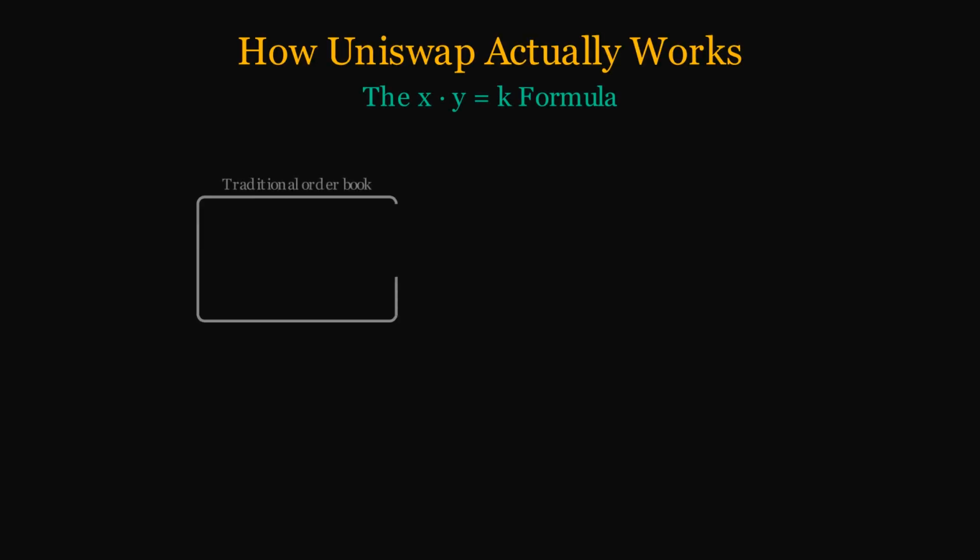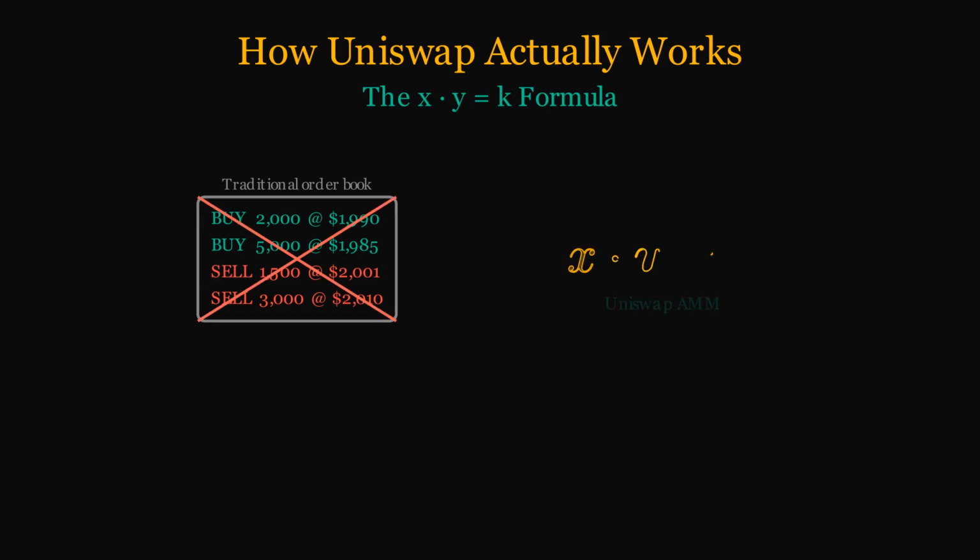Every stock exchange in the world works the same way: buyers post bids, sellers post asks, and a matching engine pairs them together. Uniswap threw out that entire system in 2018 and replaced it with a single mathematical equation: X times Y equals K. That equation now powers over $2 trillion in cumulative trading volume with zero human market makers. Here is how it actually works.